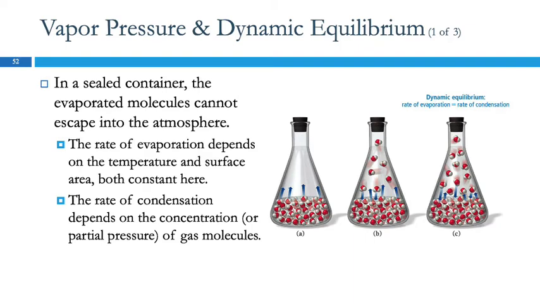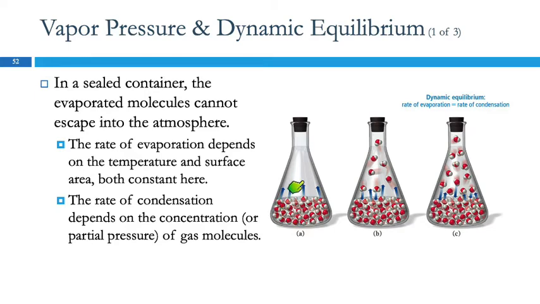We looked at evaporation in an open container. What if the container is not open? Here we have an Erlenmeyer flask with a rubber stopper. So what's going to happen? Well, we're going to have water evaporating, and that will depend on the temperature of the water. It will also depend on the surface area. In this situation, the temperature and the surface area are constant.